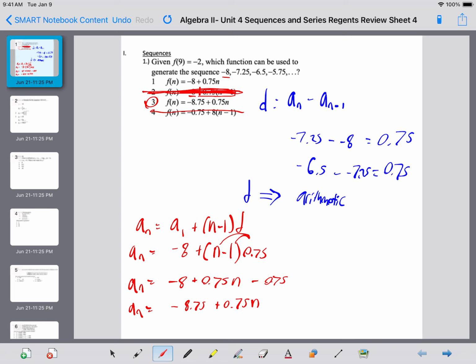Something else that you could do if you don't feel comfortable doing this, you could just plug in. So if you plug in 9 into any of these, you should get -2. You plug in 1, you should get -8. You plug in 2, you should get -7.25. You plug in 3, you should get -6.5. Right? So that's something else that you could do.